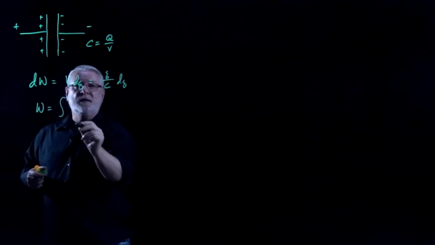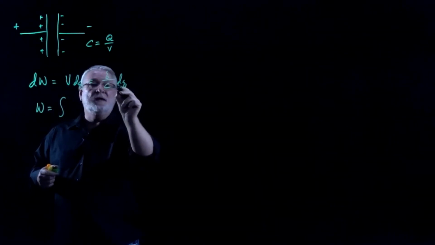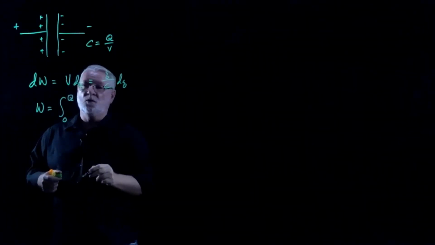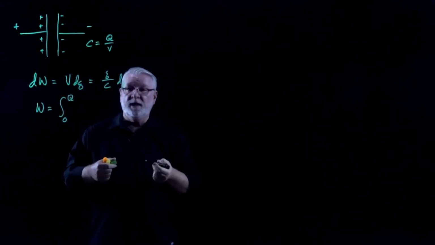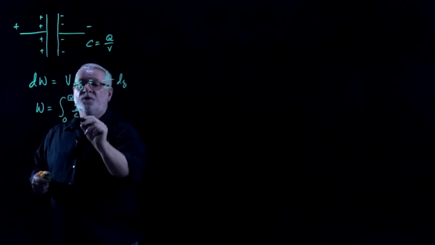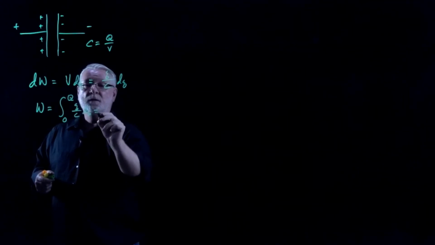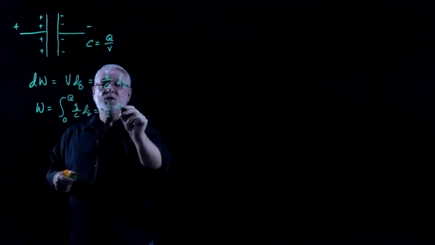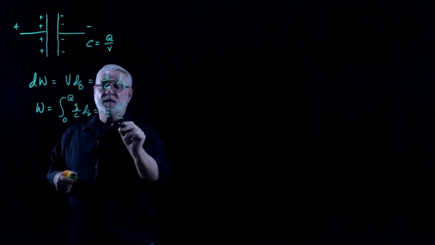And of course that'll be the integral from the initial charge to the final charge. We'll just say 0 to big Q. In other words, we want to charge it fully, add on the full amount of charge it can hold. And that'll be Q over C dq. Well, that's going to equal 1/2 of Q squared over C.